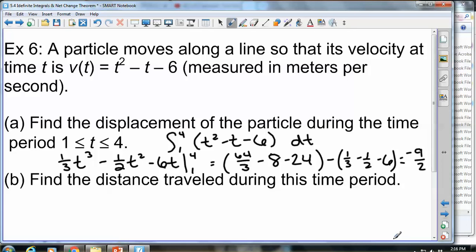How would you get a negative? What does a negative displacement mean? You were more negatively. Right. You spent more time going backwards than forward, or your overall change, you were behind where you started.